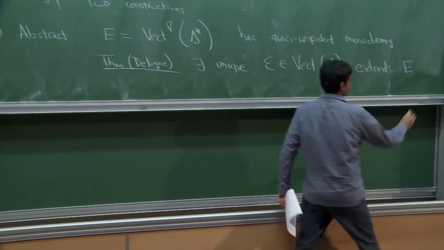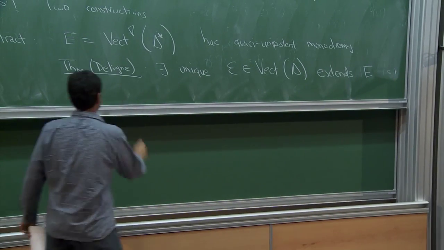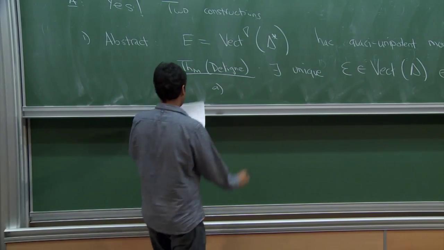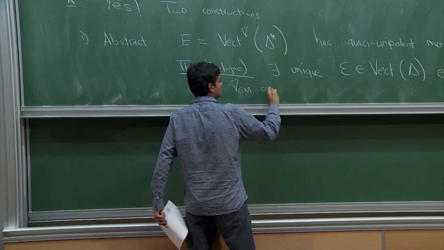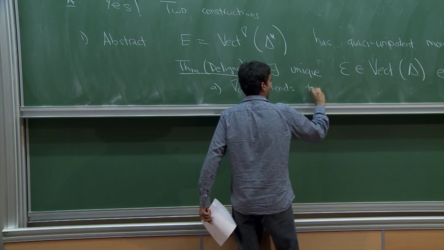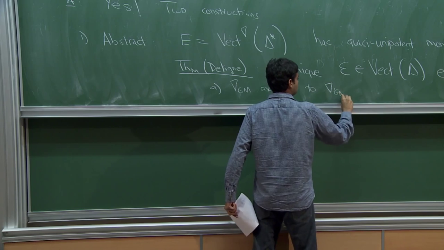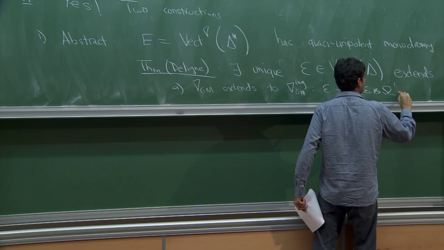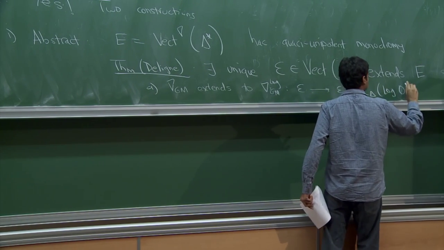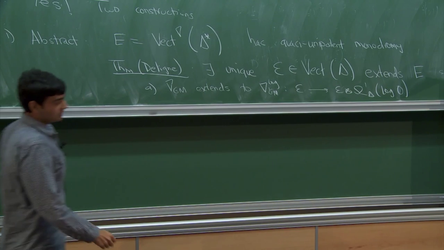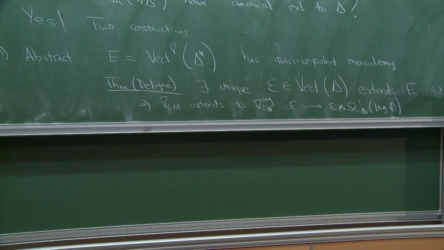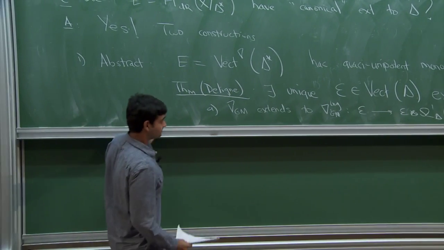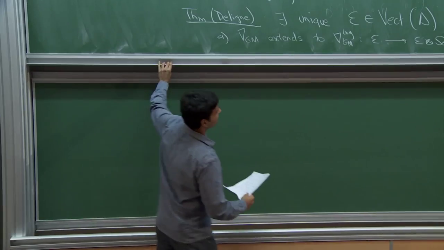So it satisfies two properties. I'll try to write them here. So the first property is that the Gauss-Manin connection extends to a logarithmic connection with log pole at zero. In this case, I'm working over a one-dimensional base, so it just means I look at the divisor of zero, and I allow poles of order one there. And then there's a second condition.